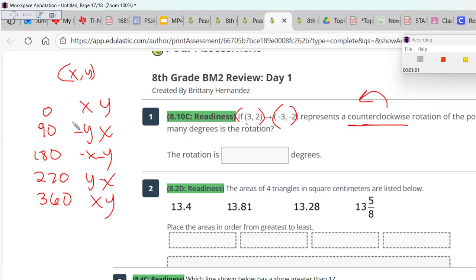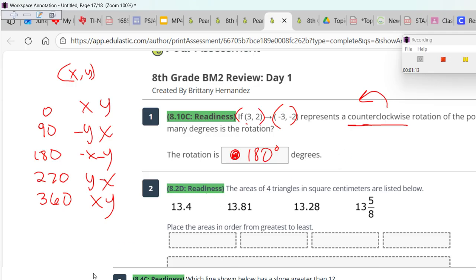So that X is that X, negative. That Y is that Y, negative. So that's going to be a 180, okay? A 180. Good question there. So the area of the triangles are these numbers here, from greatest to least.